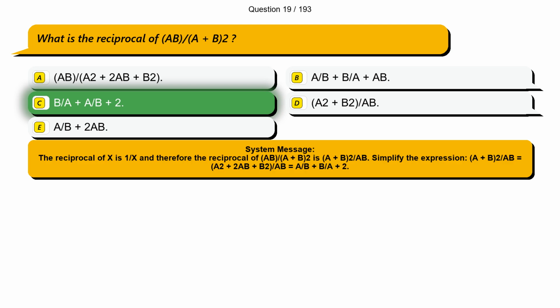The reciprocal of x is 1 over x, and therefore the reciprocal of ab over (a plus b) squared is (a plus b) squared over ab. Simplify the expression: (a plus b) squared over ab equals a squared plus 2ab plus b squared over ab equals a over b plus b over a plus 2.